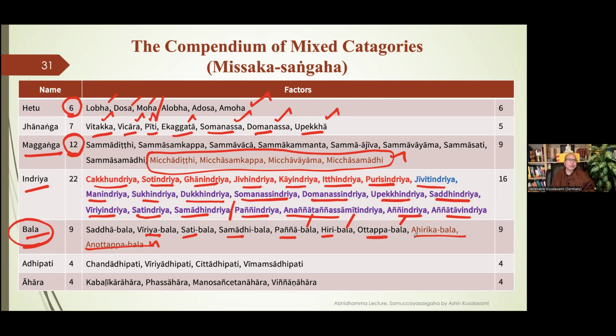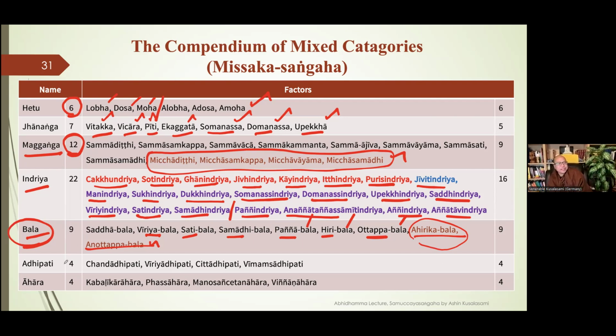So especially when we talk about politics, we always say that about the gender. They are very powerful, they have power, but their power is ahirikabala and anottappabala.